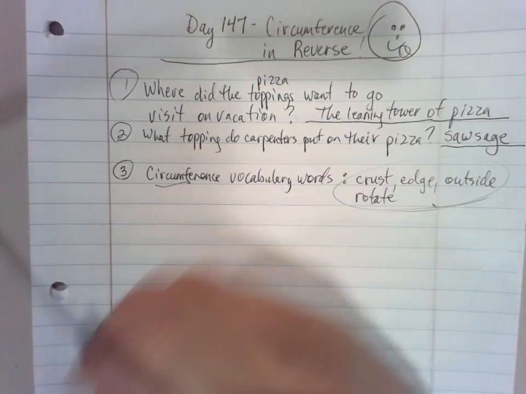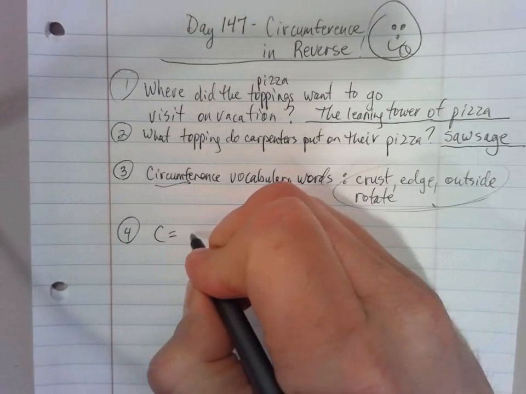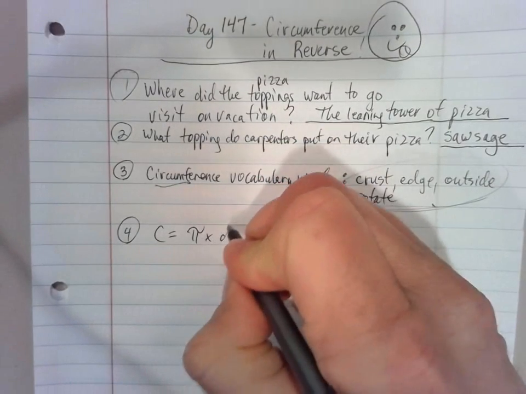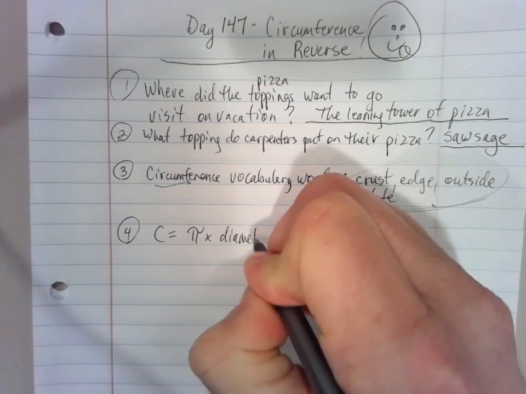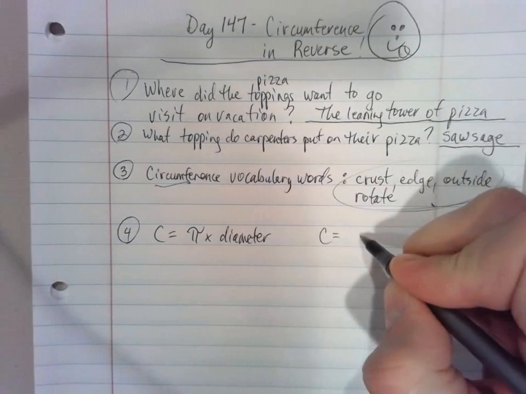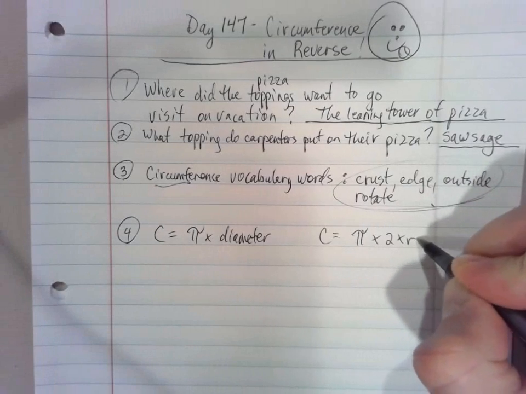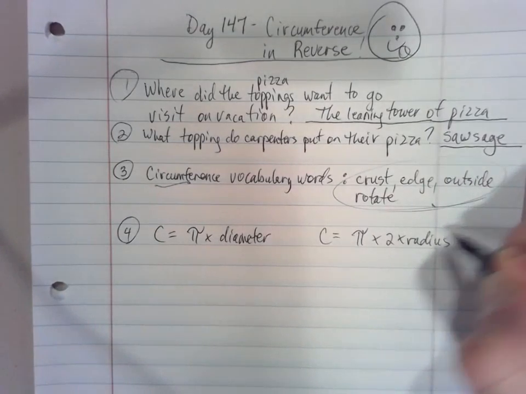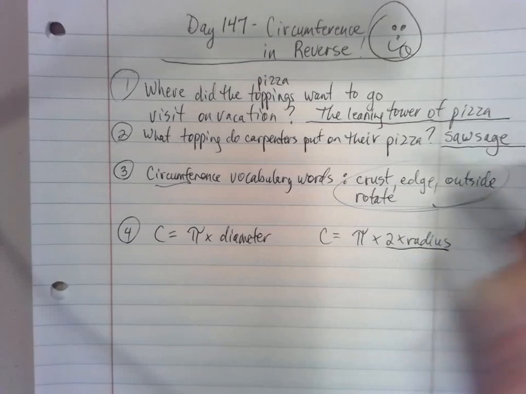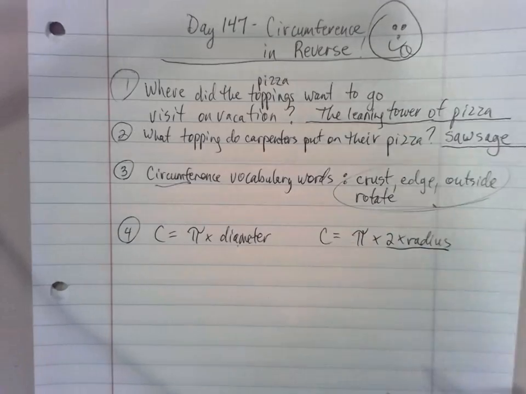All right, and real fast, we're going to review the circumference formula. We've got two of them. The main one we use is pi times diameter. The other one we would use is pi times 2 radiuses, because two radiuses is equivalent to the diameter. Don't forget that.